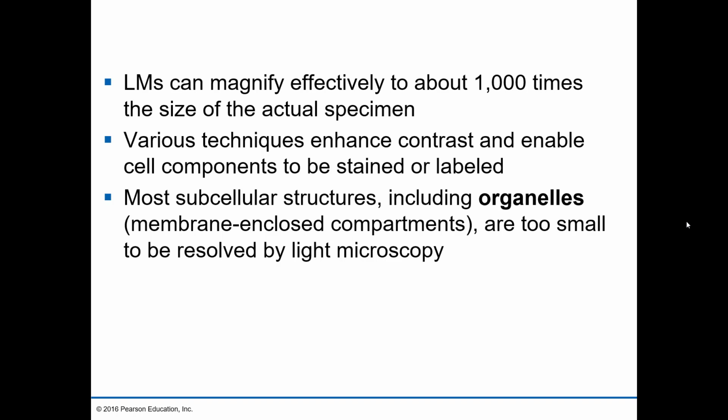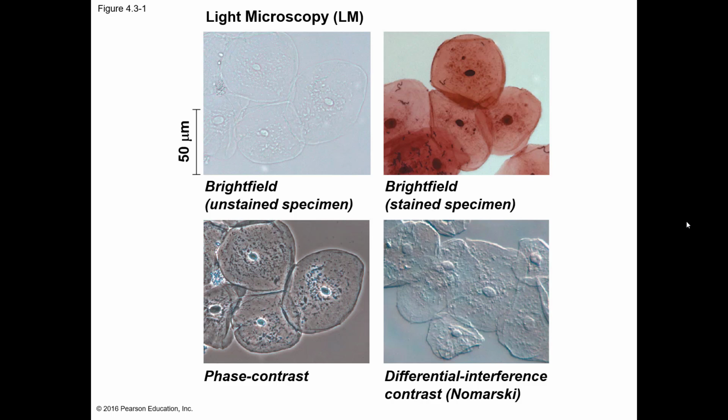Various techniques enhance contrast and enable cell components to be stained or labeled. So we're able to, on certain cells that are very light or very translucent, stain them with specific stains so that certain components pop out to you so you can study and see different things. Most subcellular structures, including organelles, are too small to be resolved by light microscopy. And so as a result, you have to use different types of microscopes that we'll talk about in a second.